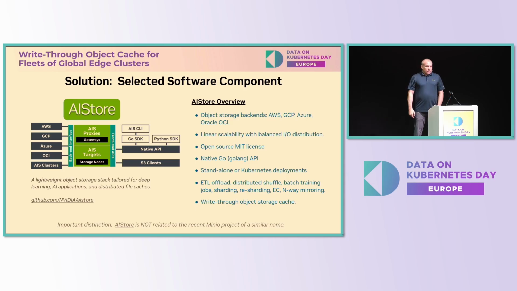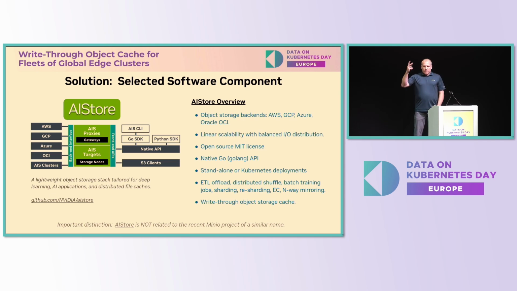This is an open source project, started in 2017, released with an MIT license from NVIDIA. So it's actively developed. Traditionally, AIStore has grown in scope to include a bunch of things that we didn't necessarily use in this use case, things like ETL offload, distributed shuffle, batch training, sharding, a lot of things that are useful to train deep learning models on petascale data sets. And so in our use case, we simply use AIStore in a write-through cache configuration. So there are a lot of features that it will do that we don't necessarily dive into.